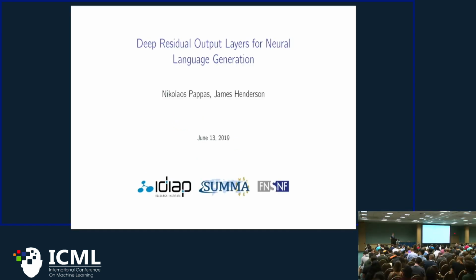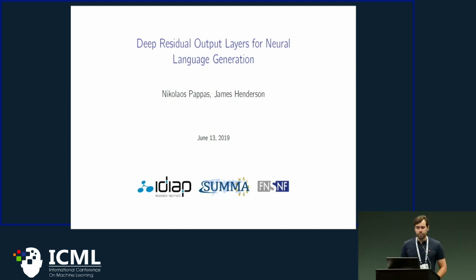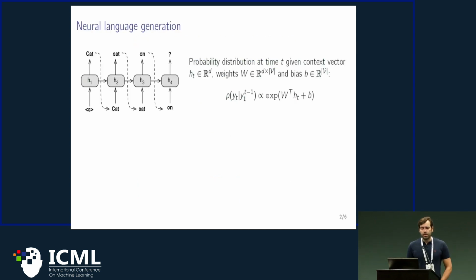Hello, everyone. My name is Nikos Pappas, and I'm going to present our joint work with James Henderson on output similarity structure learning for neural language generation. The main problem in neural language generation is essentially predicting the next word given the previous ones. A typical way to approximate the conditional probability distribution at time t, given the context vector h_t, is with a linear unit with weights W and a bias b.